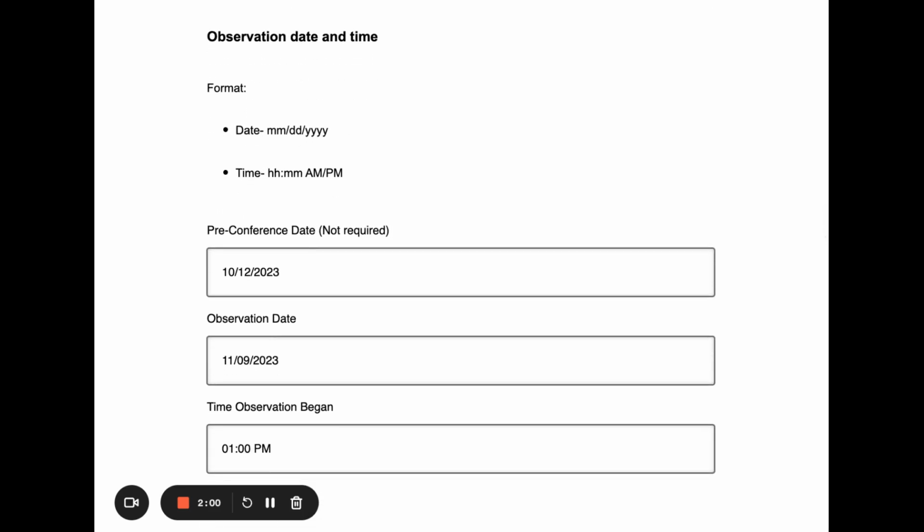The next section asks for the observation date and time. Remember, when you type these in, you have to type them in using the format conventions. Otherwise, it won't let you move to the next page in the tool nor submit. Mr. Willaby and I did have a pre-conference date, and this was the first observation for Mr. Willaby at this school.